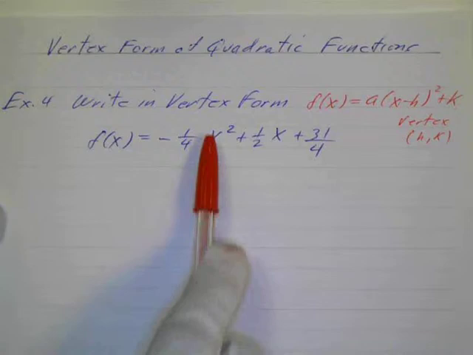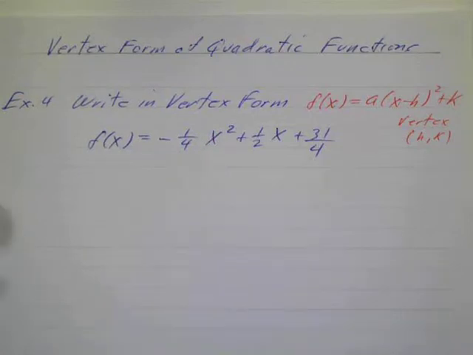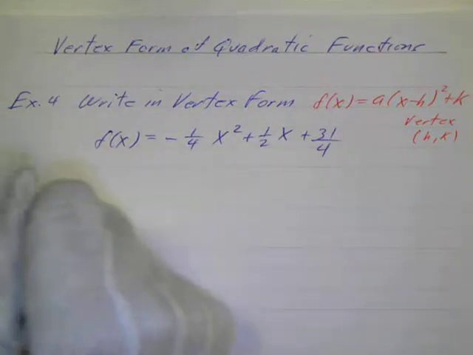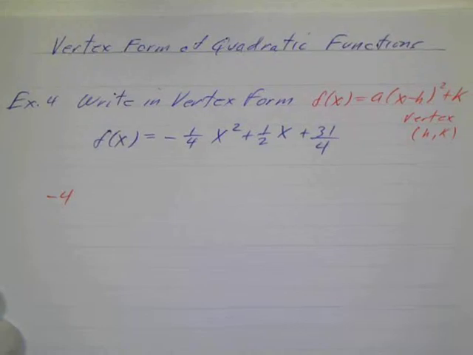So again, we've got something in front of the x squared we don't really want, so we can take care of that by multiplying both sides of the equation by negative 4. Now watch what happens. So we'll take negative 4 over here times f of x.